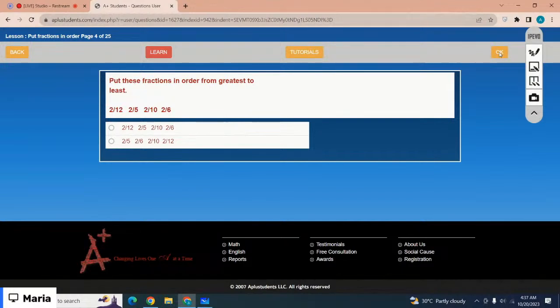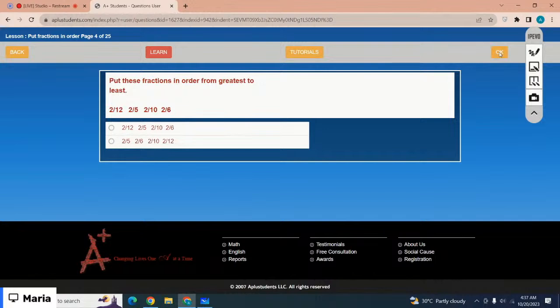The correct option is option number 2. 2 by 5, 2 by 6, 2 by 10, and, no, that would be 2. I've already told you, 2 by 12 means they all have the same shape, right? 2 by 12 means 12 portions of the same shape, and then just 2 of them are colored, right?